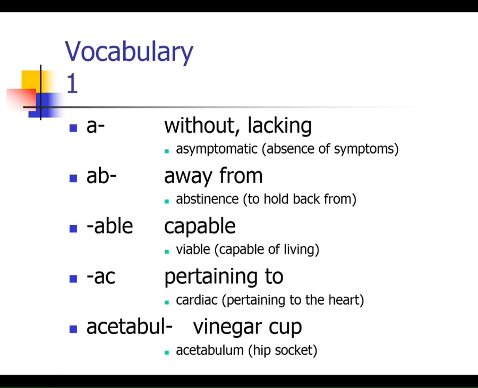Secondly, AB, away from. You may see that in the term abstinence, to move away from something, to hold back from something. If it ends in able, it means capable. Viable. Via means life. Able, capable. Capable of living, capable of life. Viable. All you need to know is that able means capable. If it ends in ac, it means pertaining to. Cardiac. Pertaining to the heart.